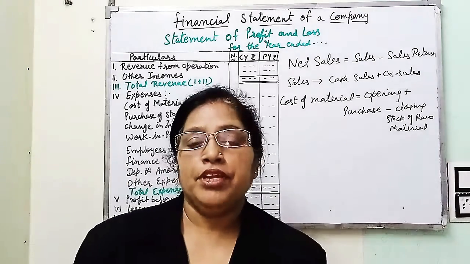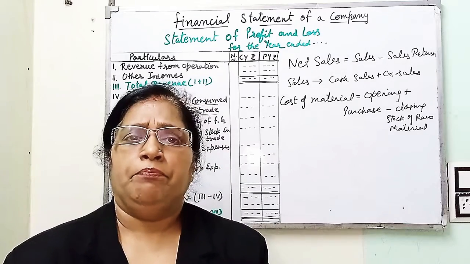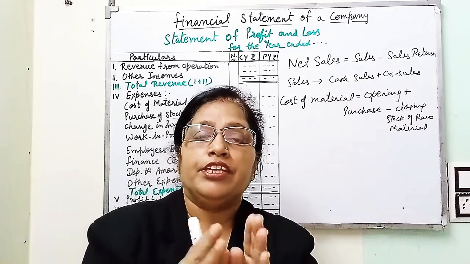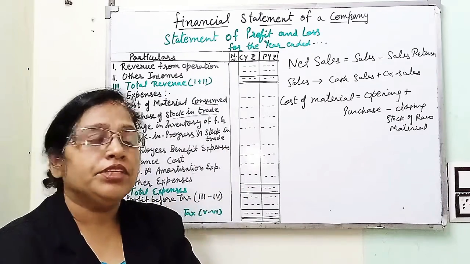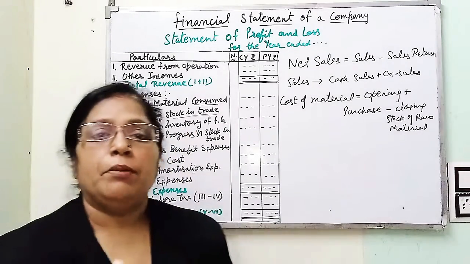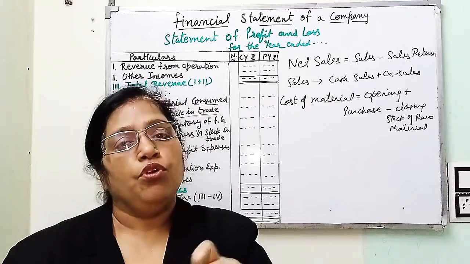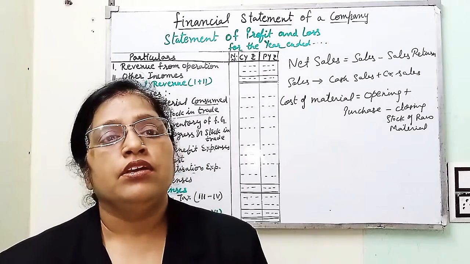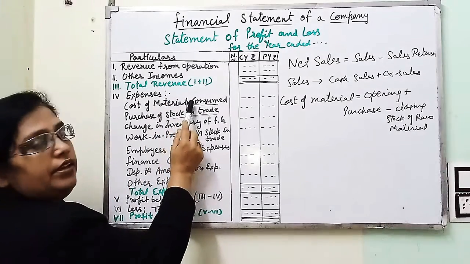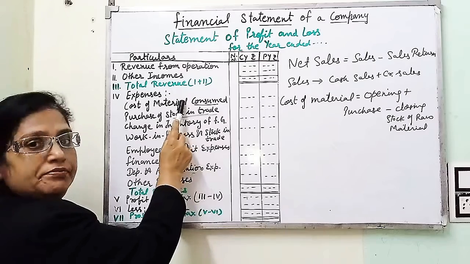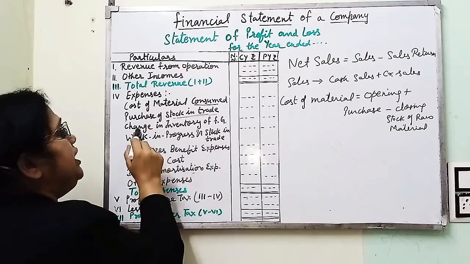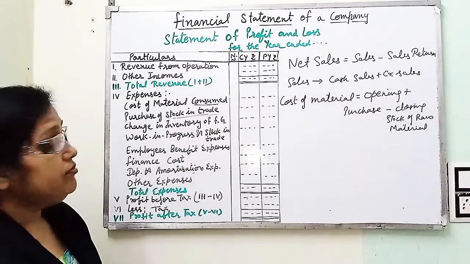We are taking the example. For example, paper is purchased by a company. And if the same paper is sold by the company, then it is finished goods. There is no further production. That will be entered in purchase of stock in trade. But if the paper is used for producing notebooks or registers, then that paper which is purchased will be termed as cost of material consumed, means raw material. Is it clear? Next is change in inventory of finished goods.